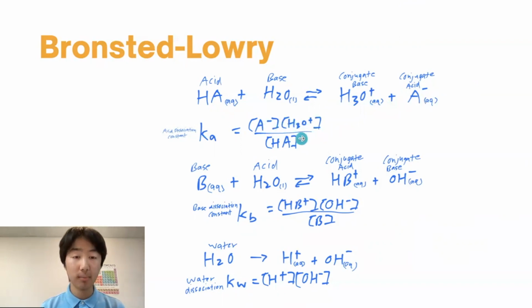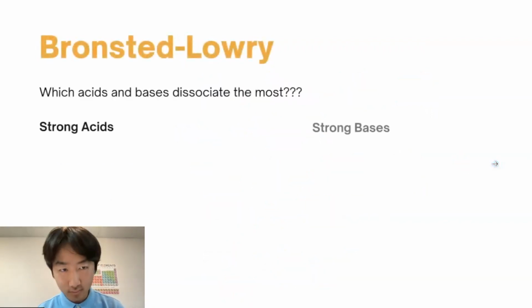Same thing goes for a base. The base dissociation constant is HB plus times OH minus over B. And then for water dissociation, when water dissociates to hydrogen and hydroxide, the equation is H plus times OH minus equals Kw. And you may be asking, where's the denominator? Well, H2O is a liquid, so it doesn't participate in the reaction, right?